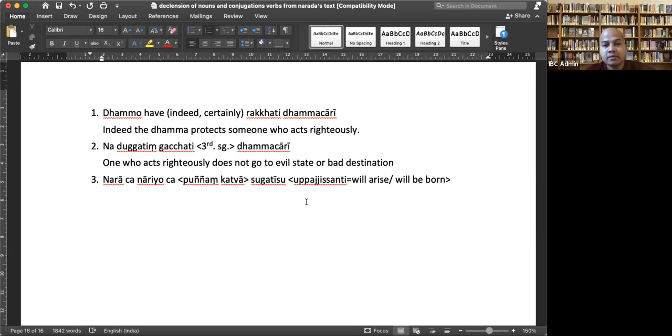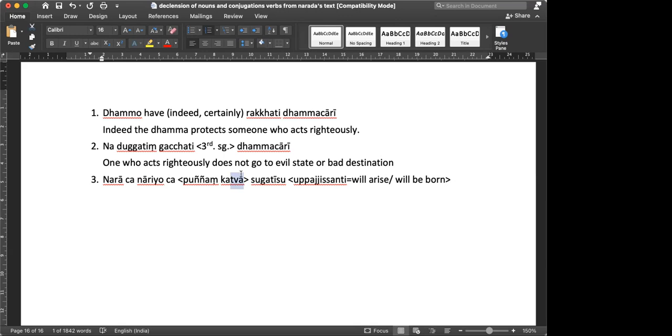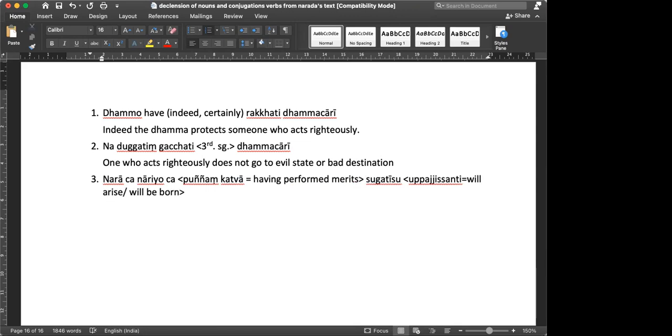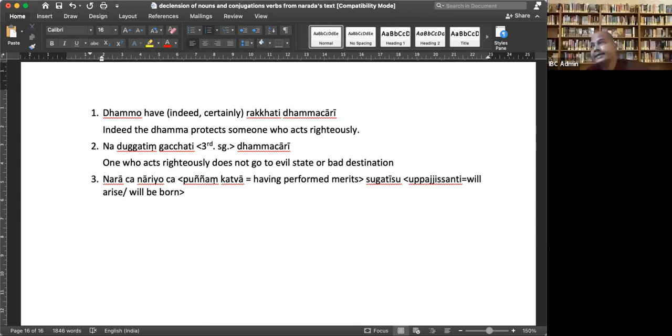Katva means having done or having performed. Punyam means merits, meritorious actions. So punyam katva here means having collected merits. Having done punya kamma, so that one can earn merits.